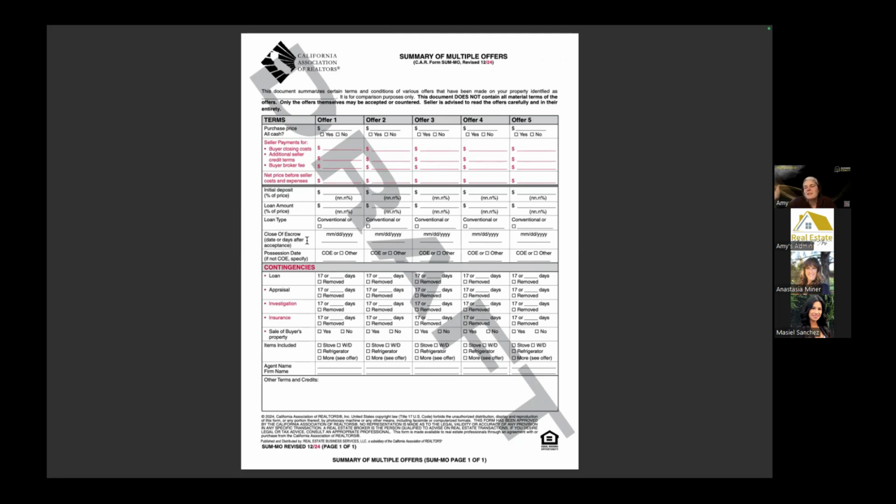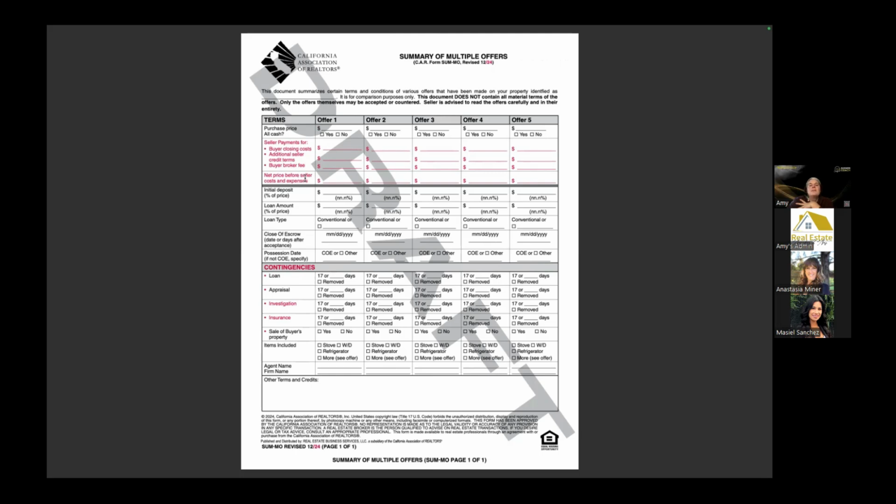The form's always existed. You've probably never seen it. We have our own little spreadsheet that we use, which I probably need to update. But here it's got the terms. So it added seller payment for buyer closing costs or additional seller credit items or buyer's brokerage fee. So that's where you put the compensation, additional seller credit terms, or buyer's closing costs.